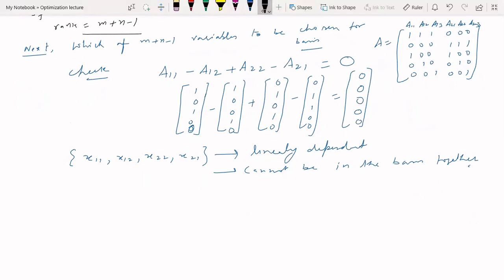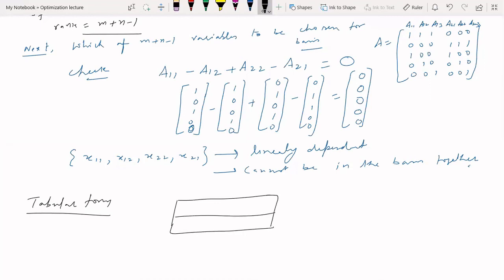So what is my tabular form for the 2 cross 3 case? I see I have my two sources and three destinations. So this is my source 1, source 2. This is my destination 1, destination 2, destination 3.